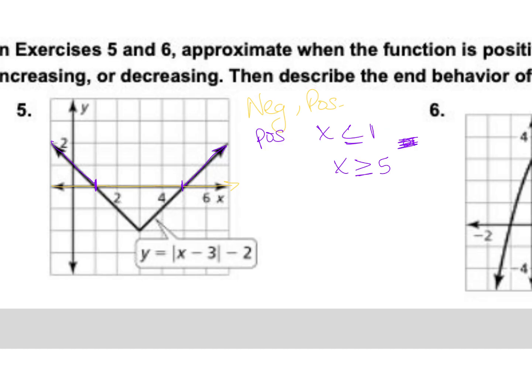And then let's see, it is negative when it's here to here. So negative like this from 1 to 5. And you'll notice, hey, that 1 to 5 is the same as that 1 to 5. Yep, you're right. And now let's see, we need to do increasing and decreasing. Okay, so that's pretty easy.